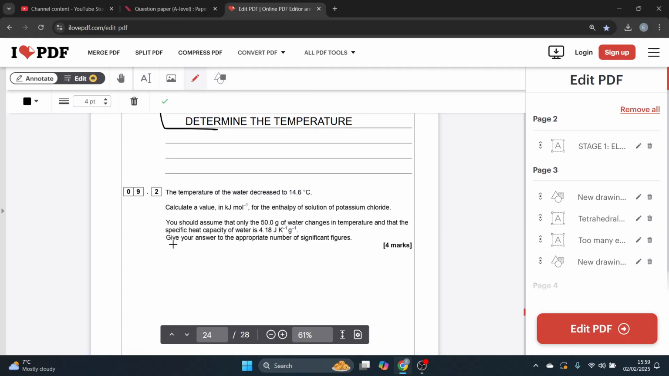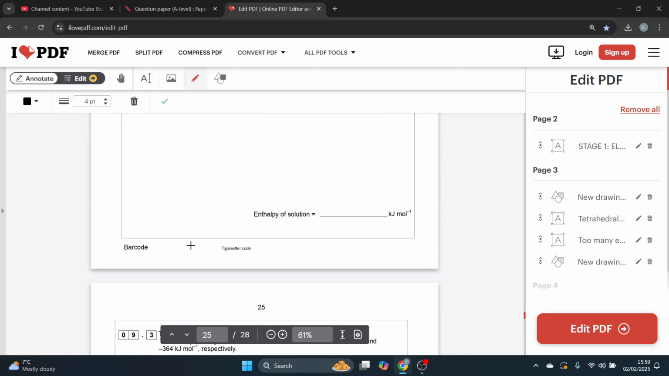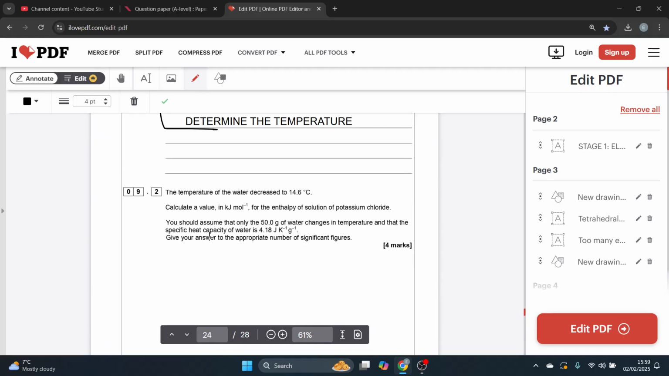The temperature decreased to 14.6 degrees. Calculate a value for the entropy of solution of potassium chloride. And then these questions. So it says, so Q equals, first I'm going to write down all the equations that could be possibly running. Q equals MC delta T. Delta H equals Q divided by moles.